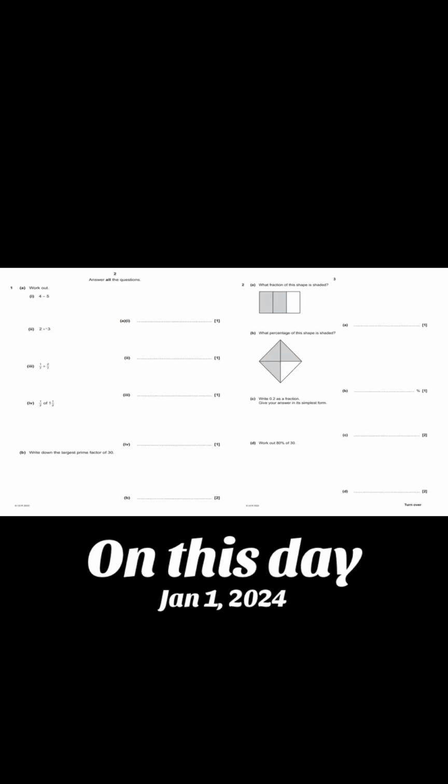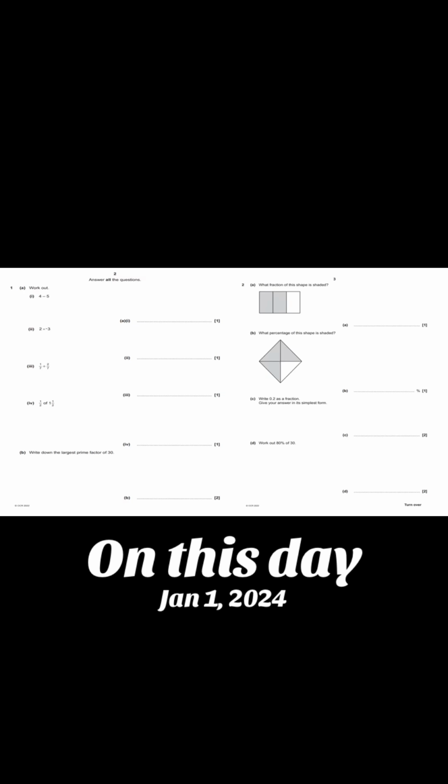GCSE 9 to 1 Maths, looking at the start of a GCSE Foundation Tier OCR June 2022 Paper 2 non-calculator paper. So, the first two questions in roughly 4 minutes. Okay, let's go.